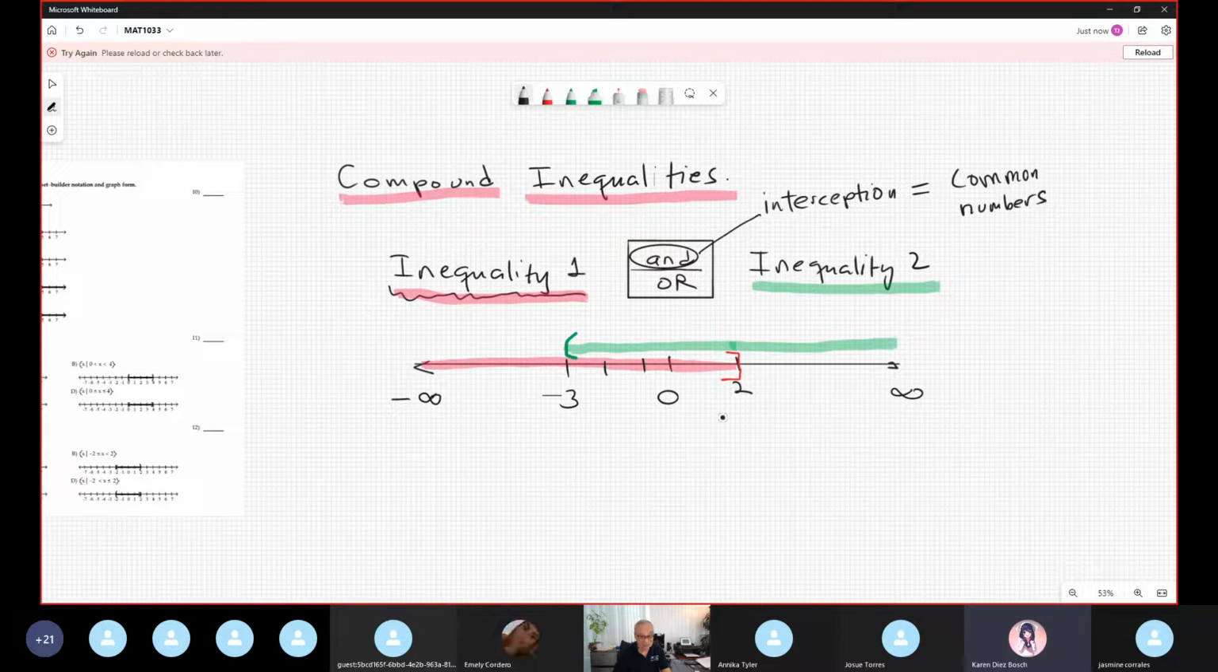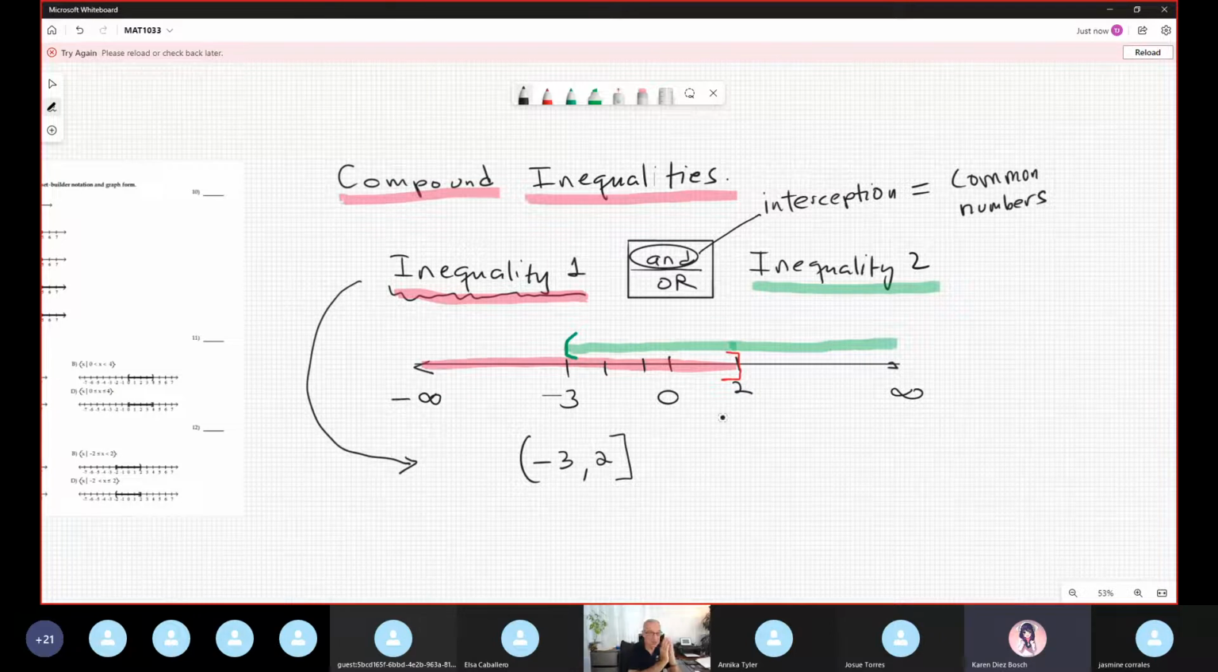Okay, so the answer for this compound inequality is parenthesis -3, 2 bracket, because it includes 2 and does not include -3. Do you understand "and"? Do you understand intersection? Yes. Okay. I don't. Can you explain that again, please?